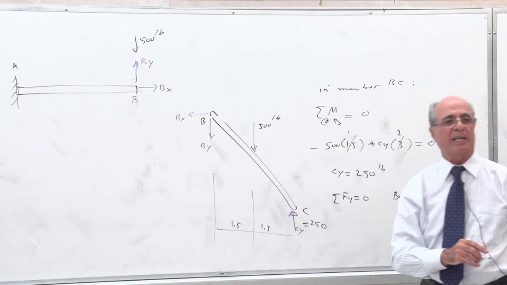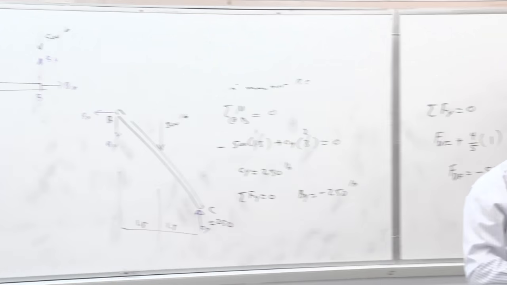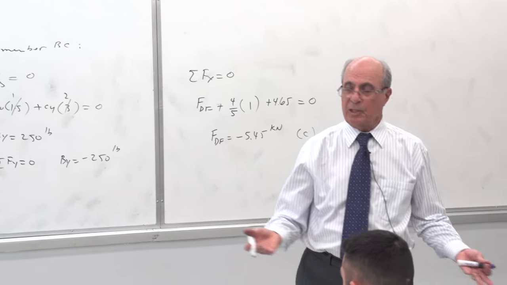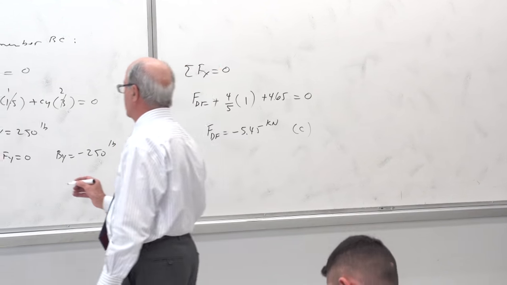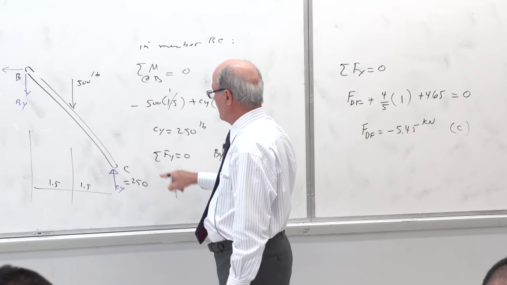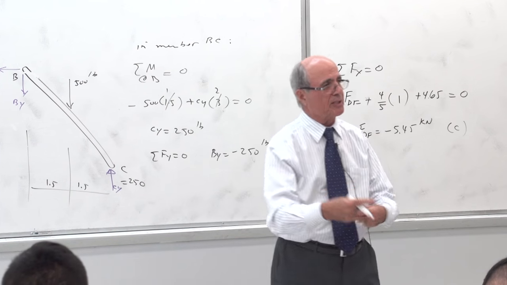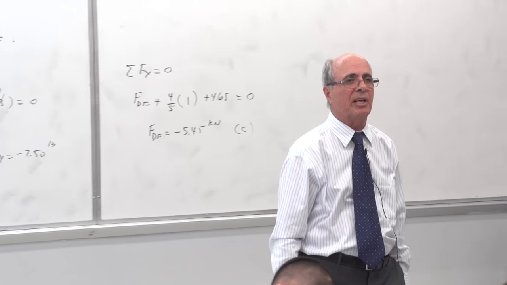What's the value of BX? The value of BX is equal to 0. There is no other horizontal force. Is that correct or not? Yes? Sigma FX, we are going backward. Moment, sigma Y, and then sigma X, because that's the way it looks like. Is that correct or not?